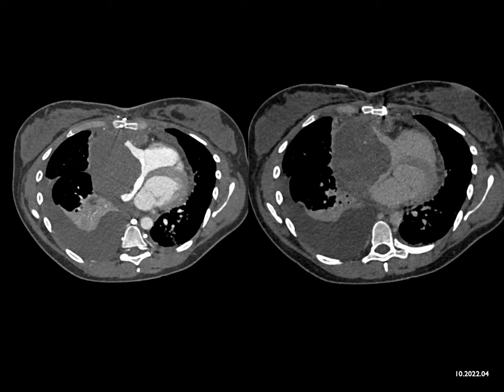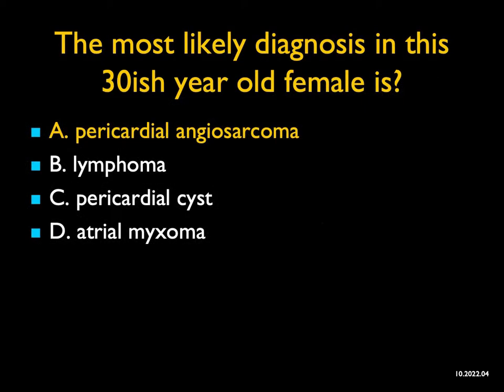And this is not an atrial myxoma because it's a big exophytic component. Pericardial angiosarcomas, they typically will arise in the region of the right atrium, and then they can grow into the right atrium, into the right ventricle, and involve any portion extending around the heart. And that's the most likely diagnosis, an angiosarcoma.